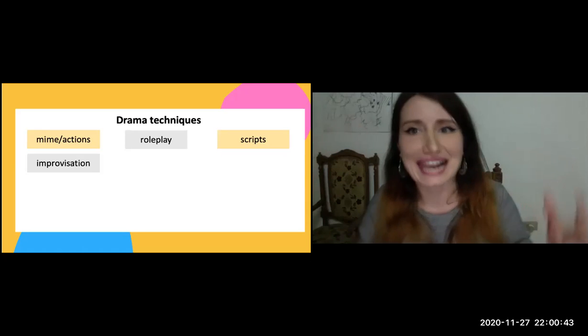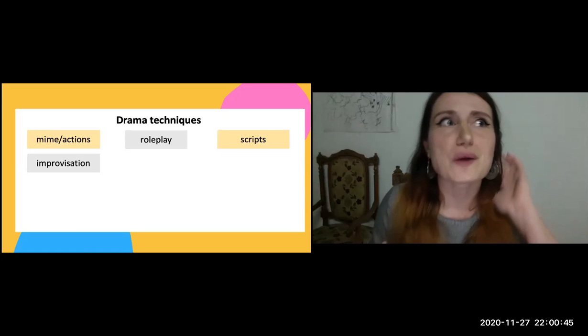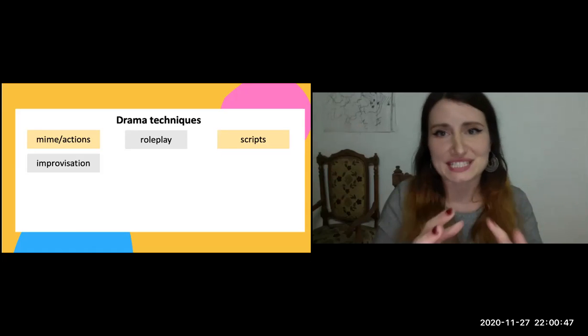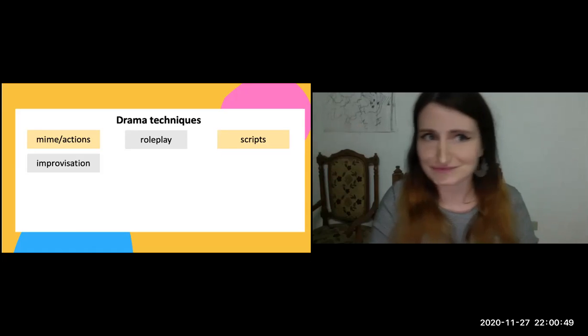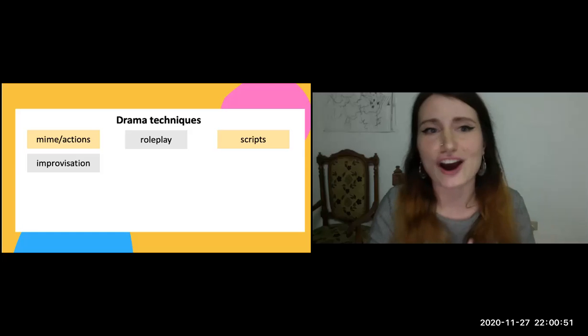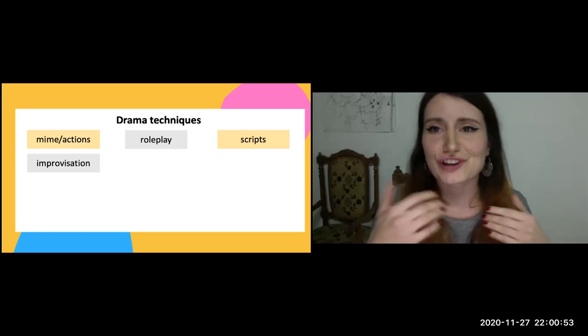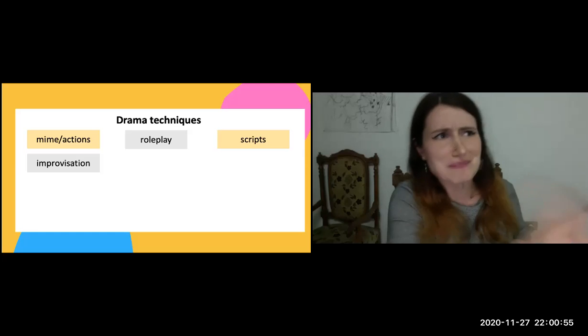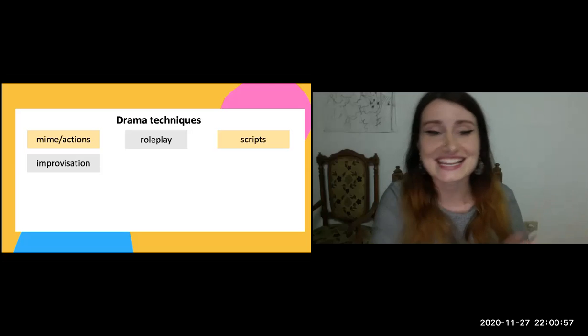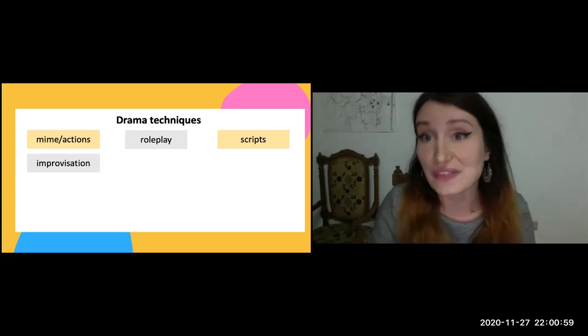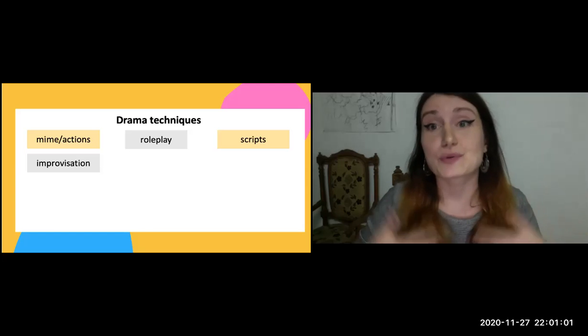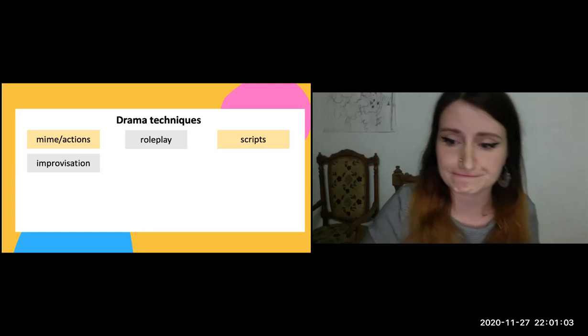So it isn't planned. For example, you might set up a scene with some students and say, okay, you're in a car and you're going to go on a journey, and you're the mum, the dad and the kids. Then they act it out and they don't know what they're going to say. They just do it spontaneously as it happens.